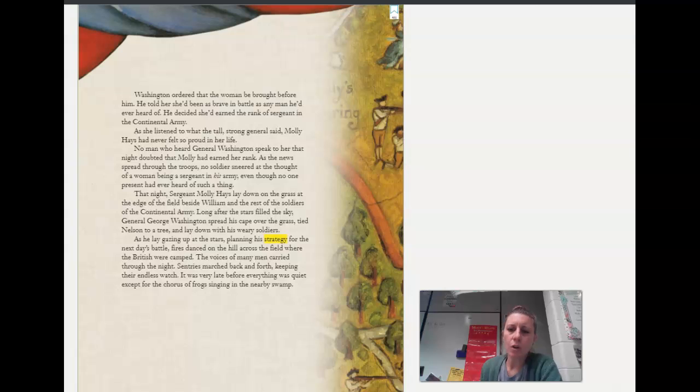As she listened to what the tall, strong general said, Molly Hayes had never felt so proud in her life. No man who heard General Washington speak to her that night doubted Molly had earned her rank. As the news spread through the troops, no soldier sneered at the thought of a woman being sergeant in his army, even though no one present had ever heard of such a thing. That night, Sergeant Molly Hayes lay down on the grass at the edge of the battlefield.